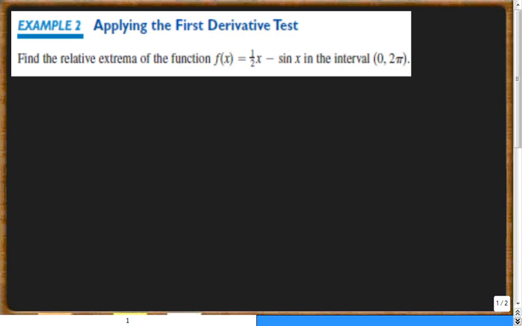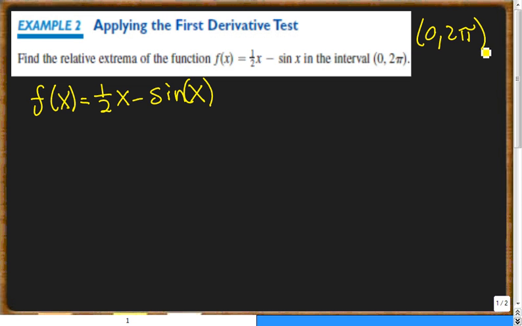Okay, so now we're going to do a couple example problems involving the first derivative test. It says to find the relative extrema of the function f of x equals 1/2 x minus the sine of x. We're looking on the interval from 0 to 2 pi. The first thing we have to do here is find our derivative. So we get f prime of x, you should get 1/2 minus the cosine of x.